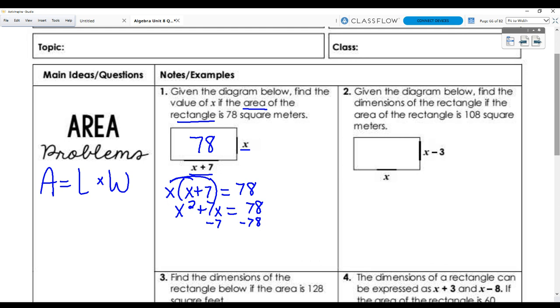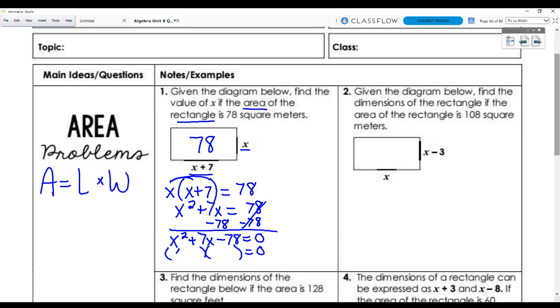I choose to factor it. I know that 78 is factorable. So we have x squared plus 7x minus 78 equals 0. Factor. And the factor pairs of 78 that add up to 7 are 13 and 6.